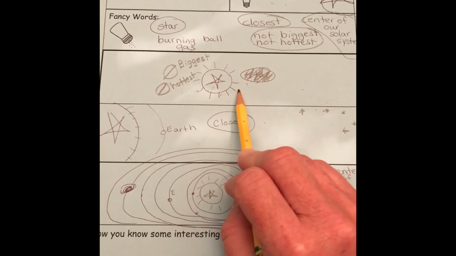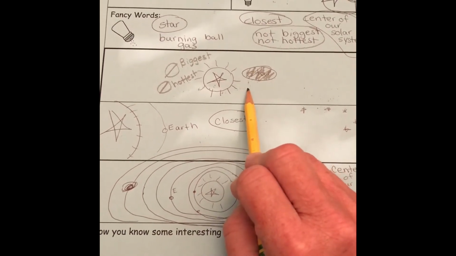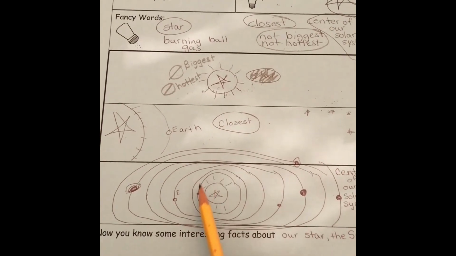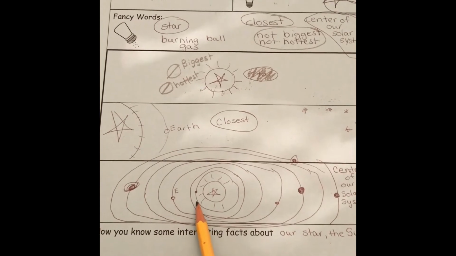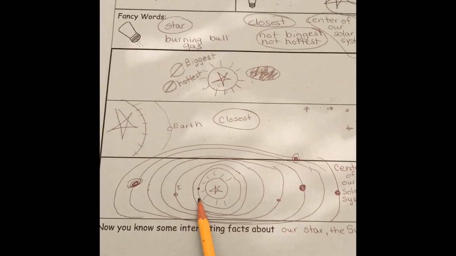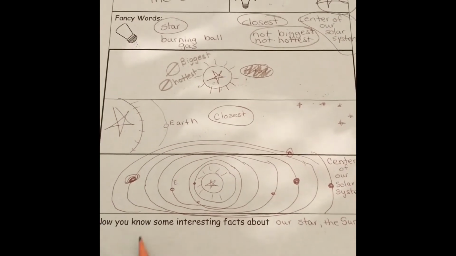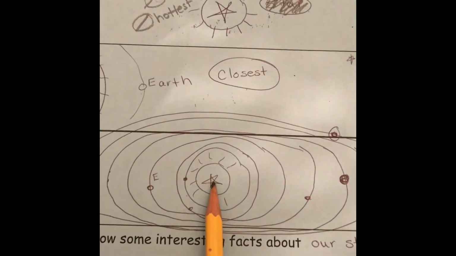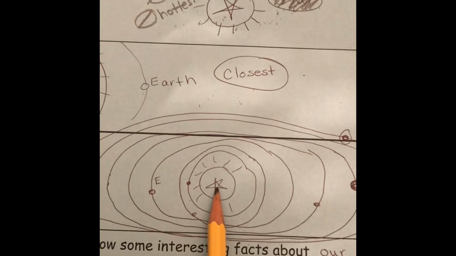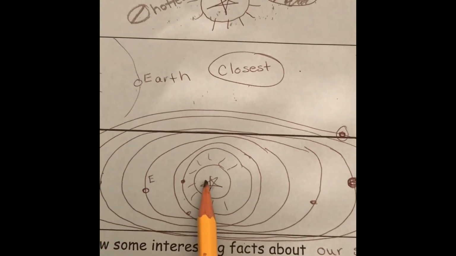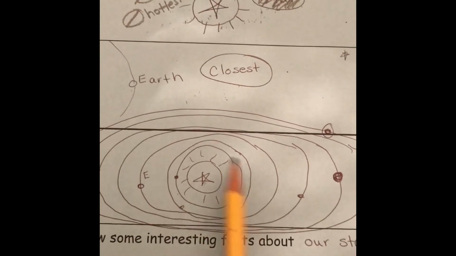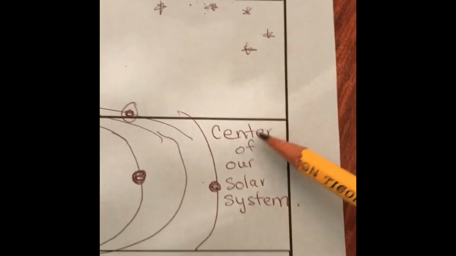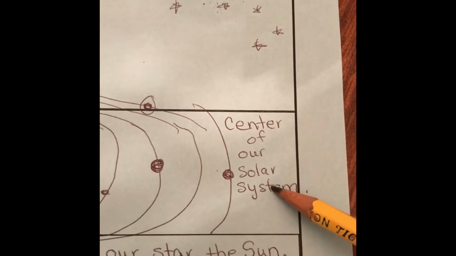Here's my next sentence. And I actually got two. And I did my next sentence. And this is my final bit of information before I come to the closing sentence. If I look really closely, here's the sun right here, and that's our star. And then I have these circles around it. Oh, my fancy words. Center of our solar system.